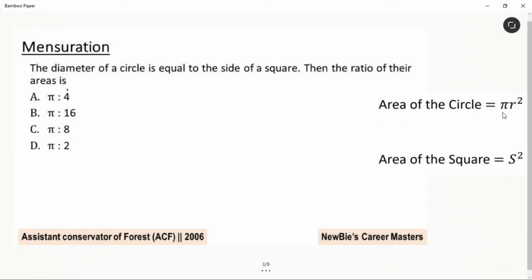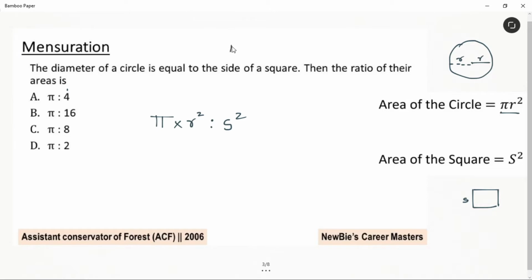Newbies, the area of the circle formula is pi r square. Okay, r means the radius of the circle. Diameter means complete: 2 times r gives you the diameter. The area of the square is side square. Okay, this is the side. Am I clear, everyone? See, they're asking you to take the ratio of this pi into r square, ratio means is to, then s square. Use the condition given to solve this question. The condition is the diameter of the circle is equal to the side of the square.